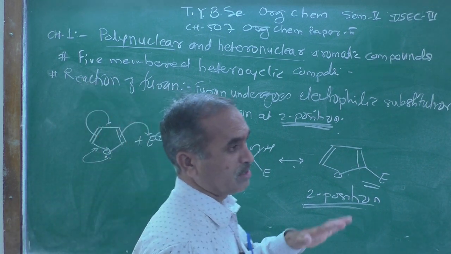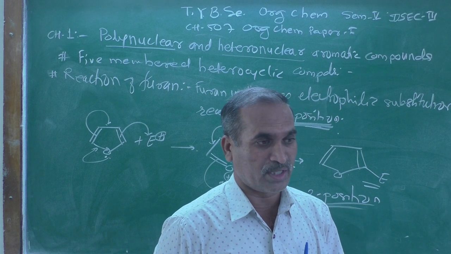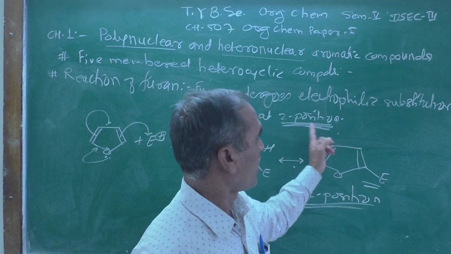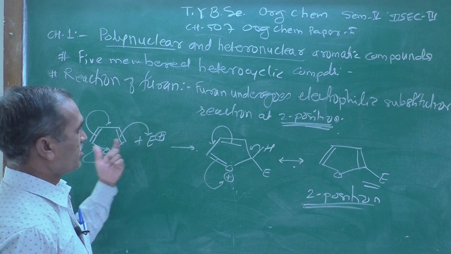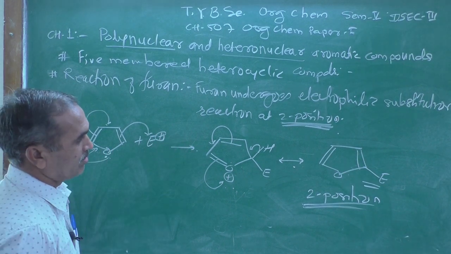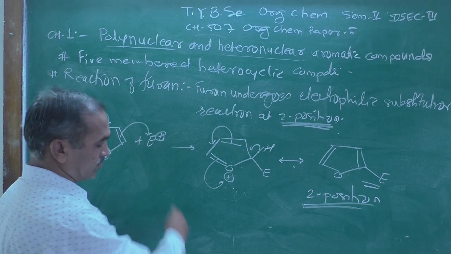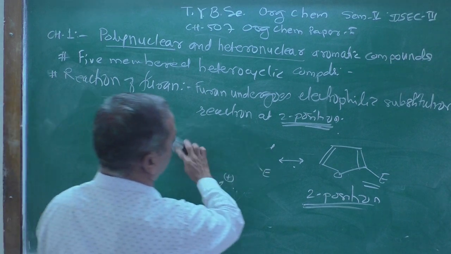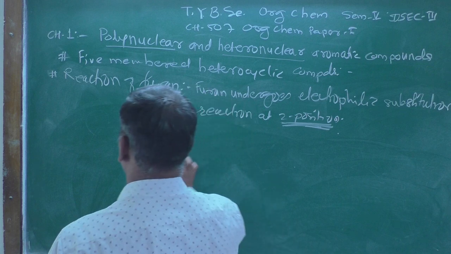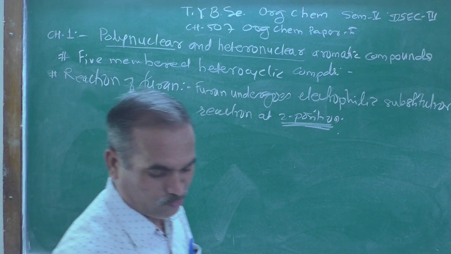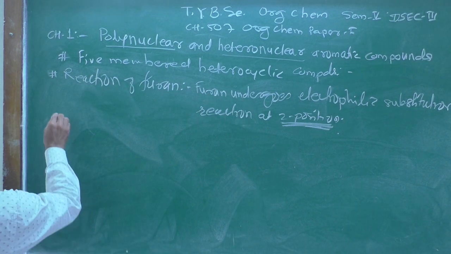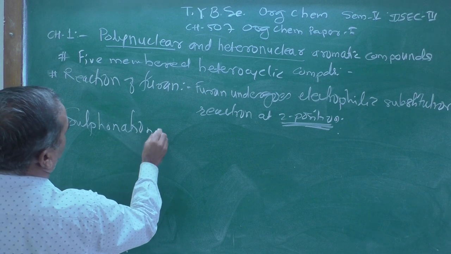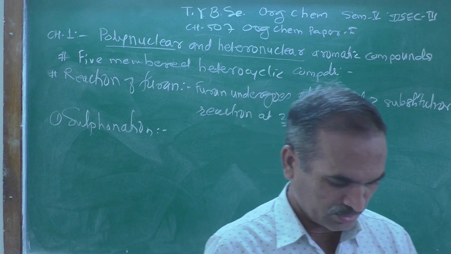But at what position, that is the big problem, and that problem is solved by underlining the 2 position here. Why 2 position? Let us see the resonating structures I have shown over here, and why it gives the electrophilic substitution at the 2 position. Up to that we have seen, and now the first reaction we are going to discuss is sulfonation. The first reaction of furan is sulfonation.